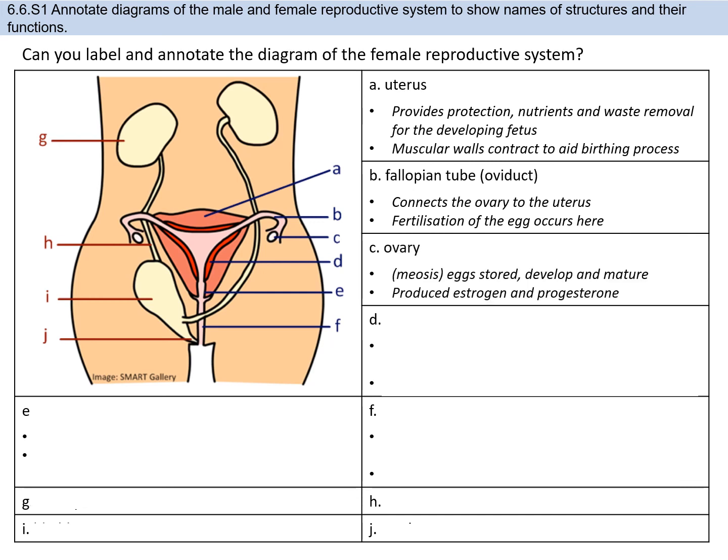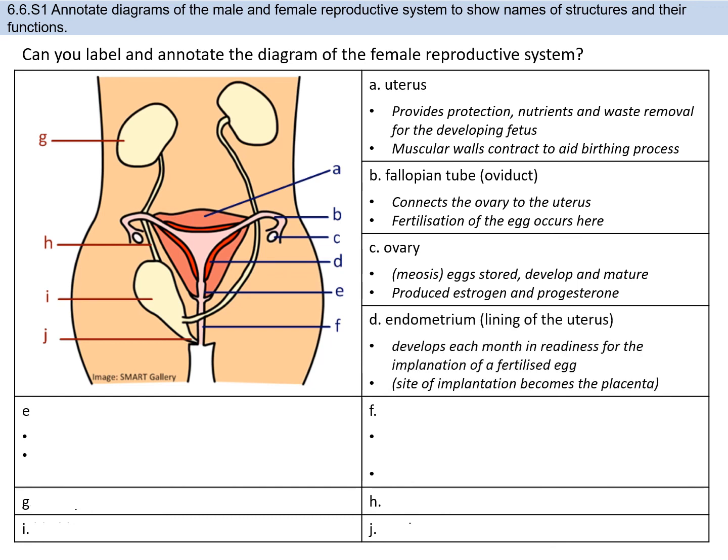C, of course, is the ovaries. Right? They're going to be there for storing the eggs. They're going to help develop and mature the eggs. They're where progesterone and estrogen are being secreted because they're the glands that are responsible for regulating the reproductive cycle for females. D is the endometrium, which is the inner lining of the uterus.